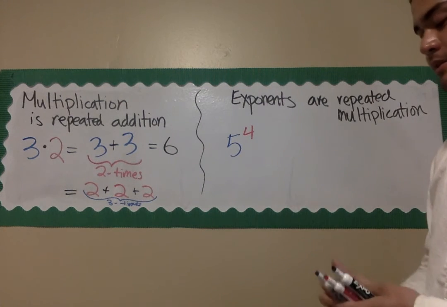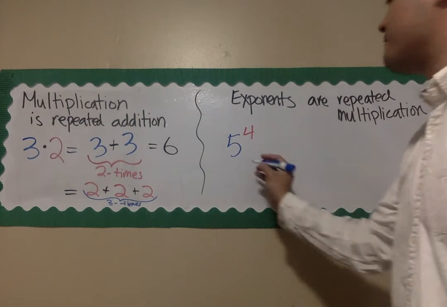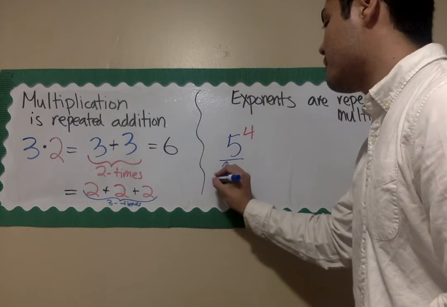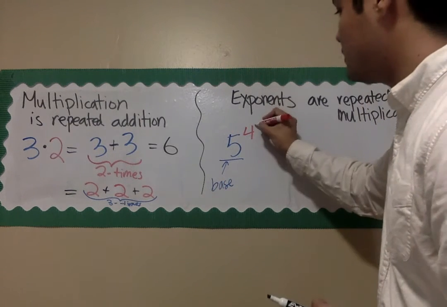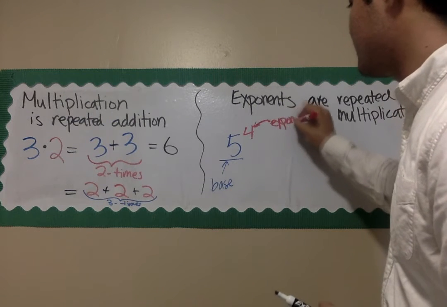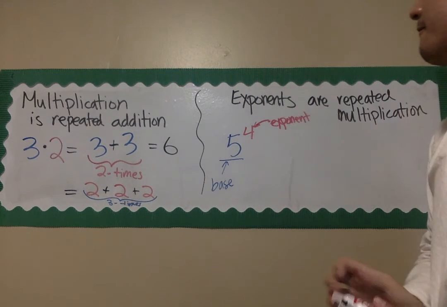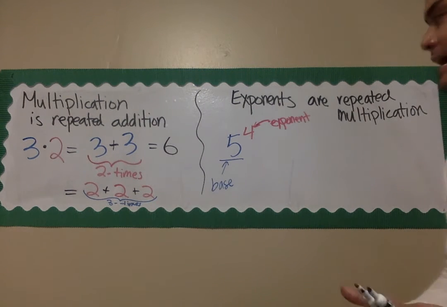What does this mean? First, I'm going to identify the different parts of the exponent. The 5 is what we call the base, and the 4 has multiple names, but we call it the exponent. 5 to the power of 4. So what does 5 to the power of 4 look like?